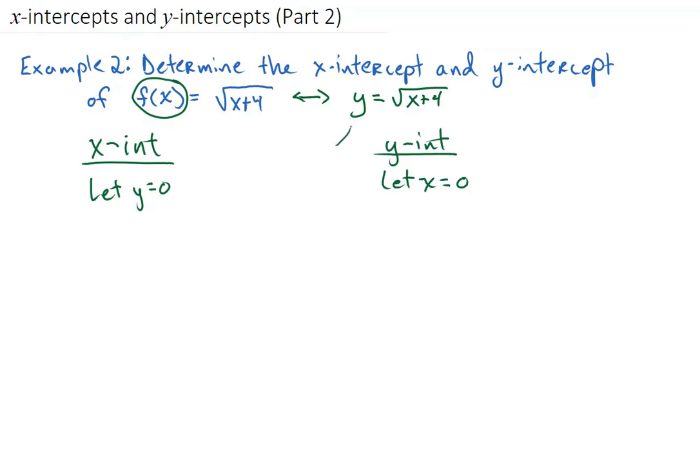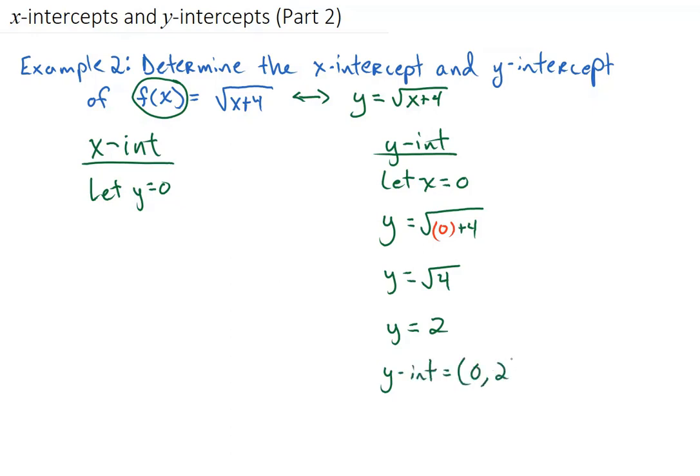The reason why is because the function is solved for y, so we're not going to have to solve for y. We just need to plug a 0 in for x here. That's going to give us y equals the square root of 4. So y equals 2. They're not always going to work out nicely like this, but sometimes they do. So what that means is that my y-intercept is the ordered pair (0, 2).